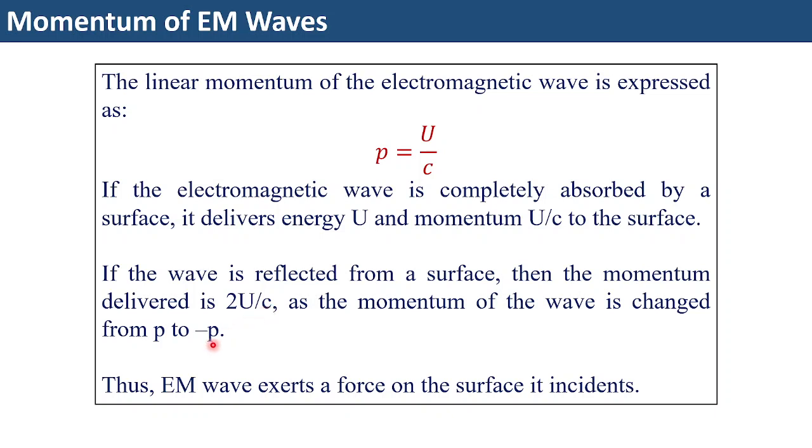Alright. So therefore electromagnetic waves exert a force on the surface of incidence, because it transfers momentum, and momentum transfer per unit time is what is known as a force by Newton's second law. So if it is capable of transferring momentum onto the surface on which it is incident, that means it can exert some force on it. Am I clear? So that's the end of this particular lecture.